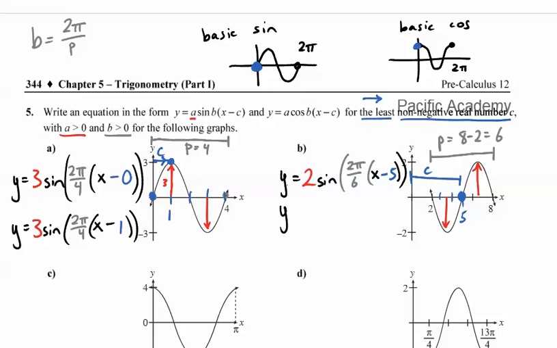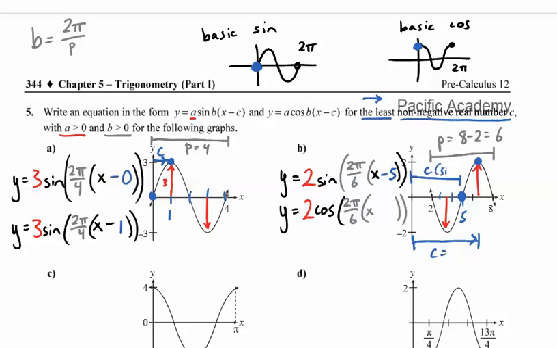Now a cosine graph is the same amplitude as a sine graph, has the same period as a sine graph, but it has a different starting point. Cosine is supposed to start at a maximum point. It's supposed to start with the top point on the y-axis, so I want to know how far has that maximum point moved away from the y-axis. That is my c value for the cosine graph.